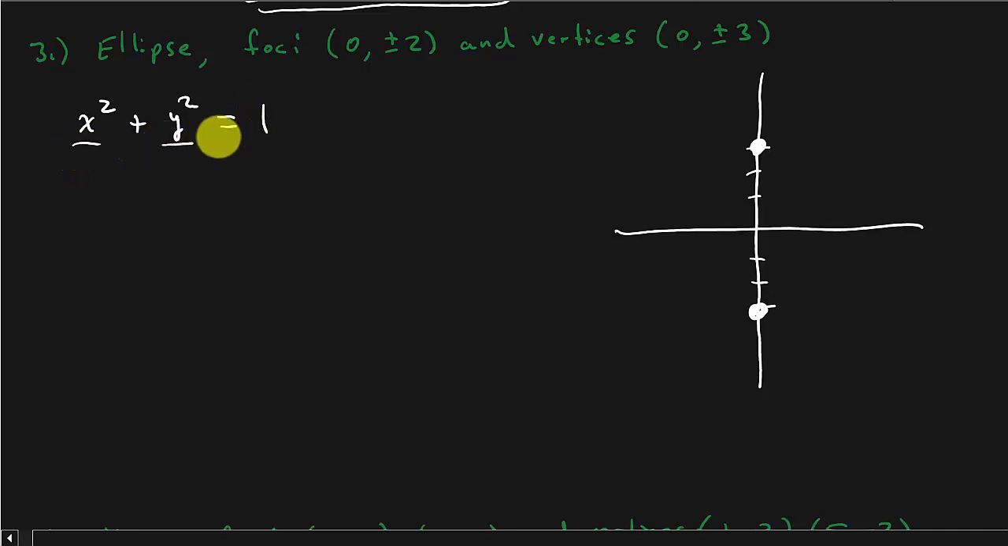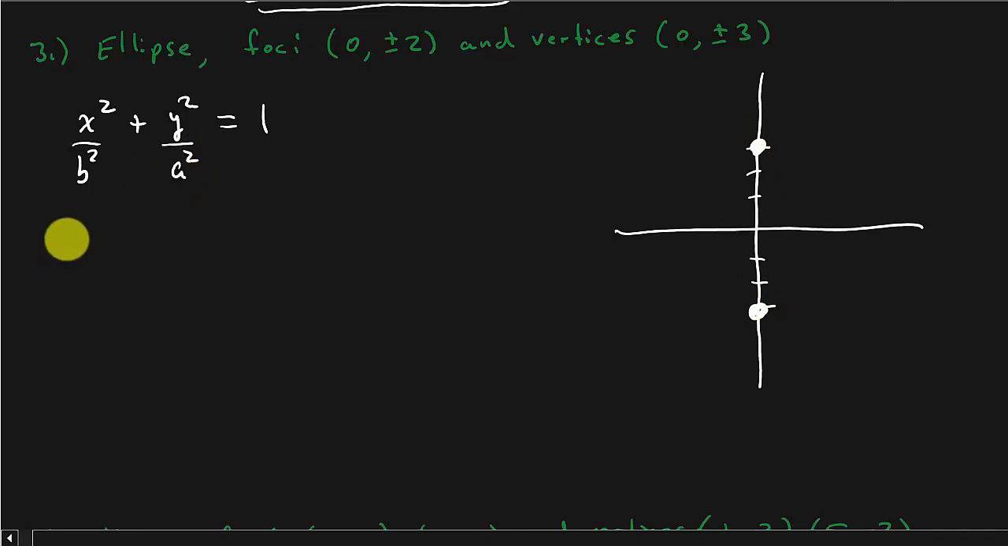Now, I know I've got to put a squared and b squared in the denominator. So let me ask you this. Think about it. Is the a squared going under the y, or is the a squared going under the x? That's right. It's going under the y, right? This is our major axis. Here's our vertices. It tells us our vertices are 0 plus or minus 3. So we know that a squared is going under the y squared.